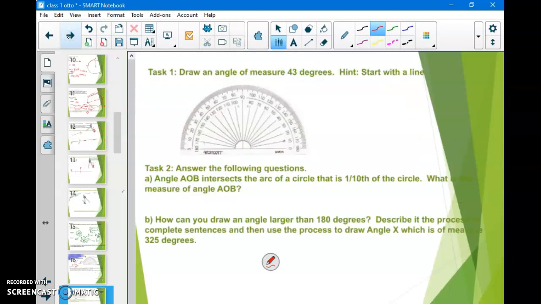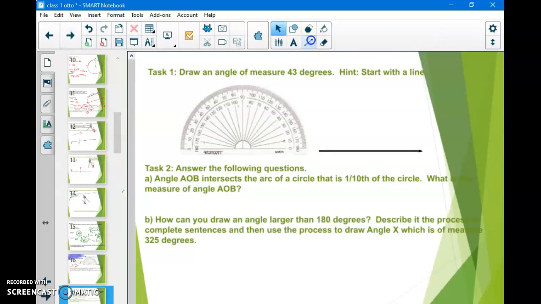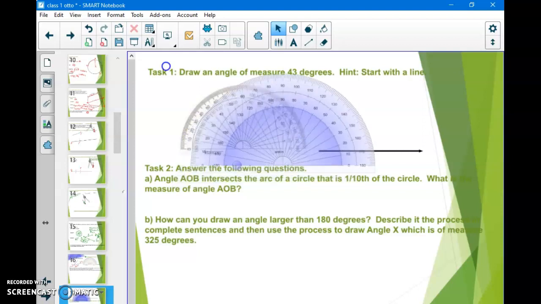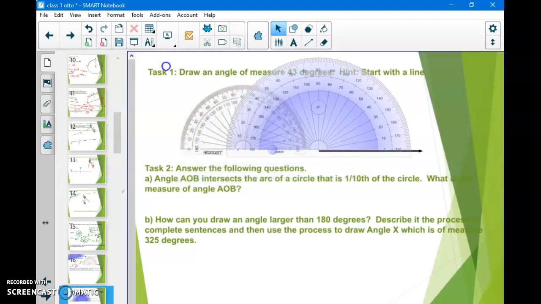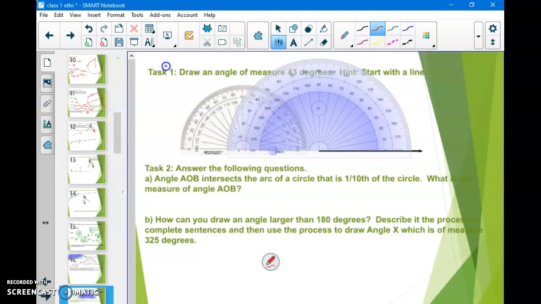Draw an angle that measures 43 degrees. I'm going to start by using my straight edge to put that on there. And then I'm going to get my compass that'll move, and I'm going to put it on the starting point. And then I'm going to make a mark out here at 43. So looks like 1, 2, 3. Looks like right about there.